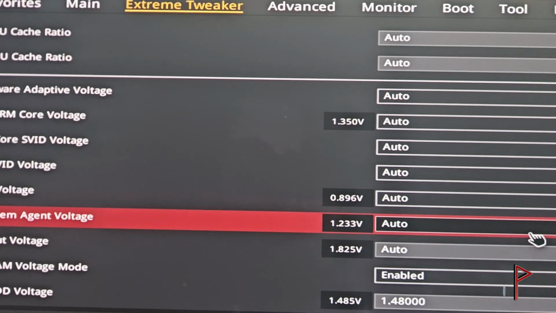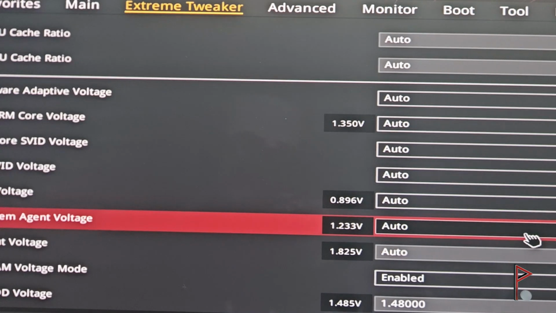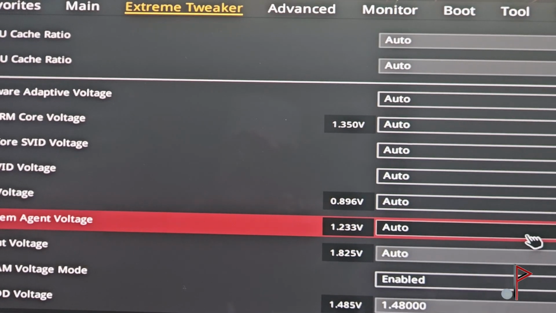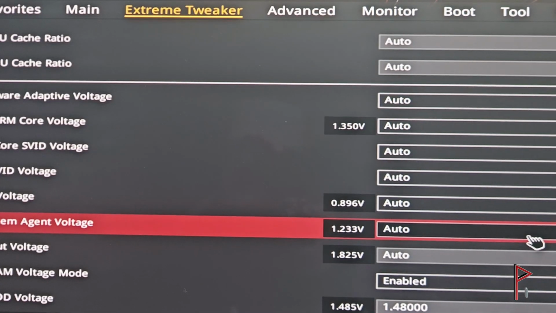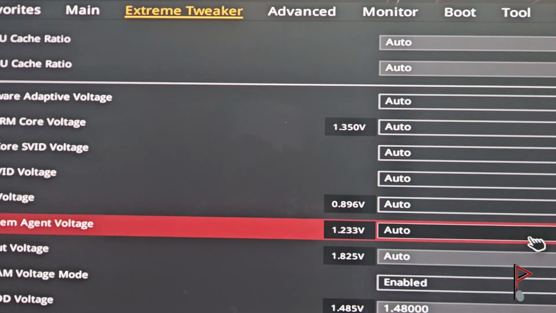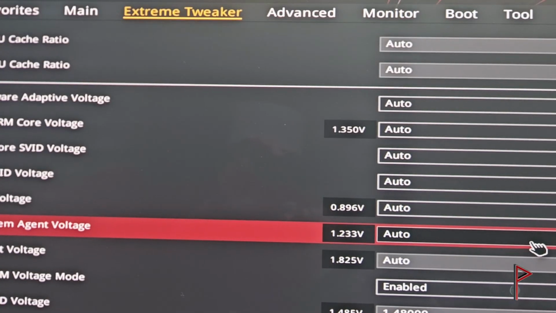Now we're going to adjust a few more things, and bear in mind that when I'm adjusting, I know what's going to be stable because I've already done this. When you are adjusting, if it's your first time, you want to change one of these at a time and not necessarily in the order that I've done them.